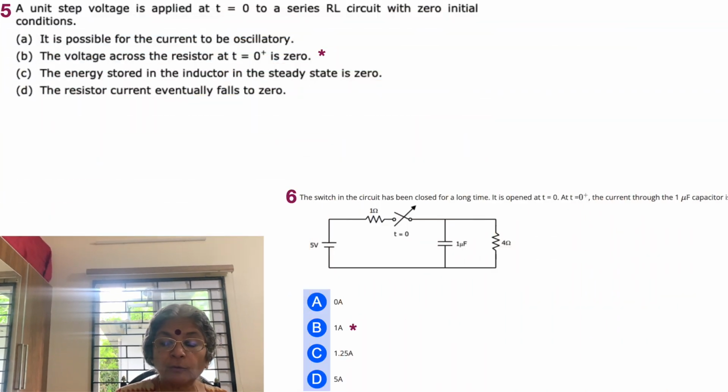Moving on to the sixth problem: the switch in the circuit has been closed for a long time. But before that, let's look at the circuit. We have a 5-volt source, a 1 ohm resistor, and a switch that is going to get opened, as shown by the arrow. Across this assembly of 5 volt and 1 ohm, we already have a 1 microfarad capacitor and a 4 ohm resistor.